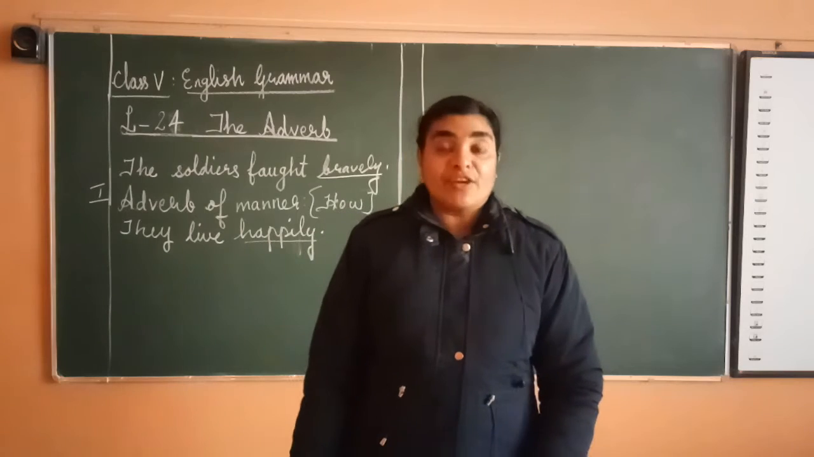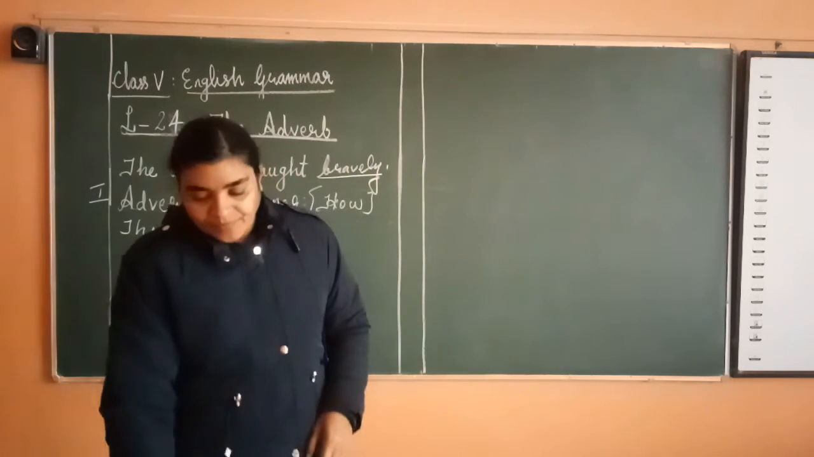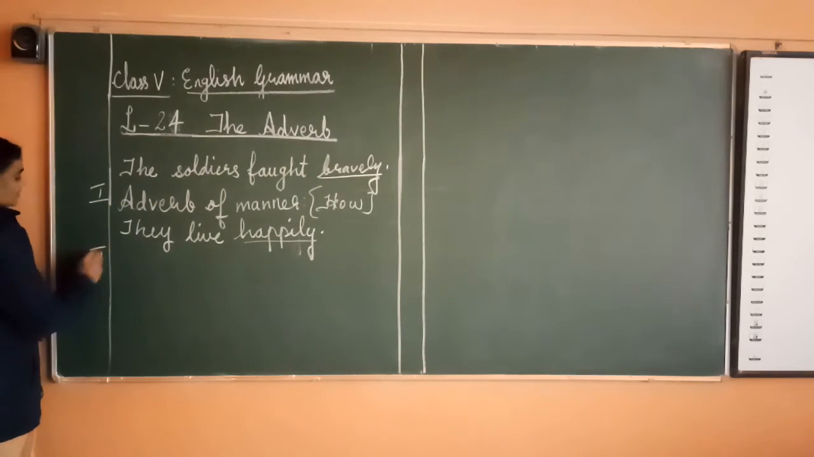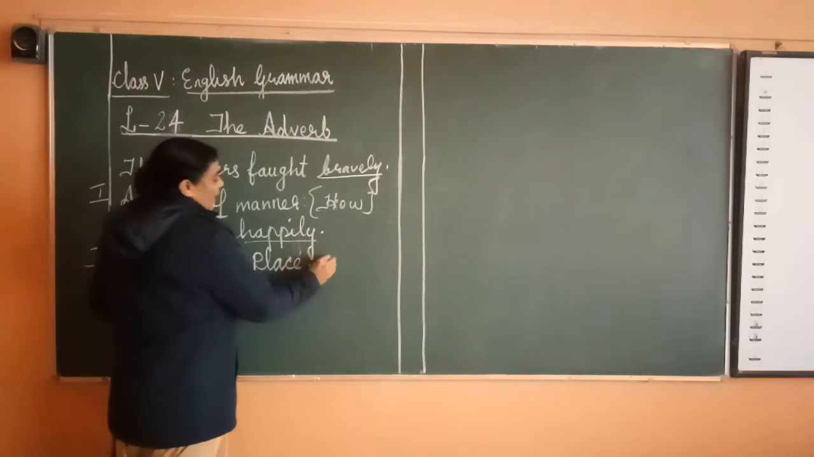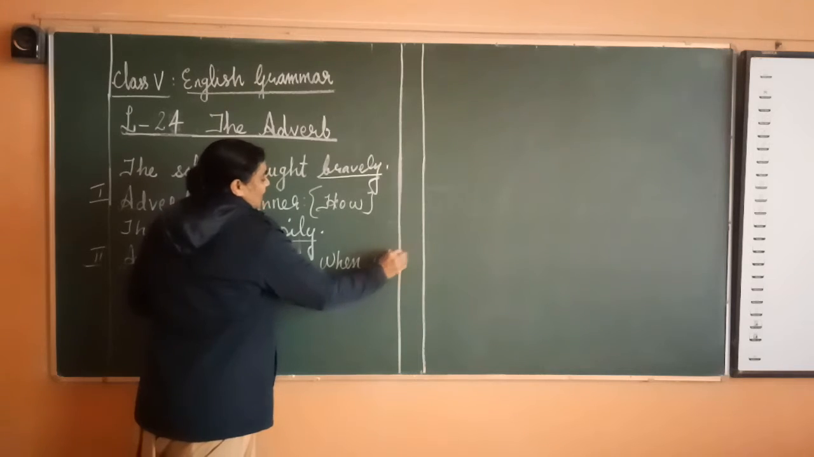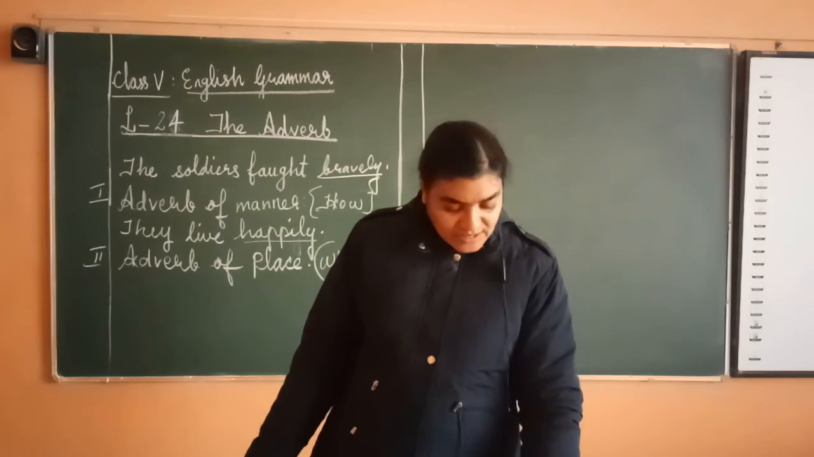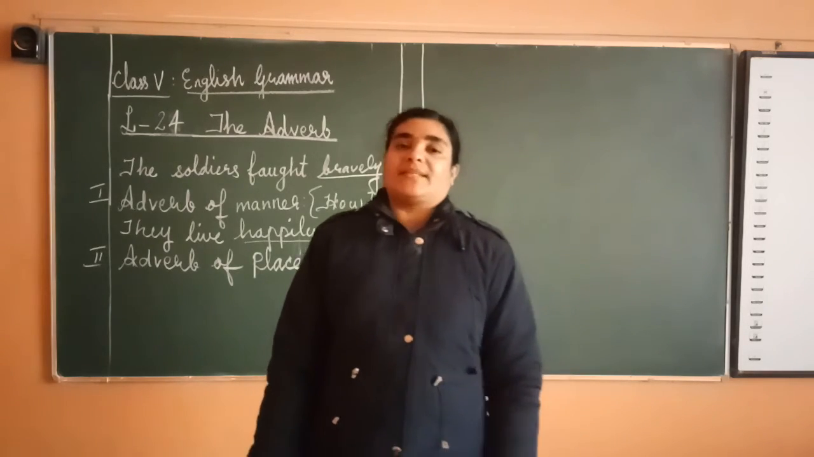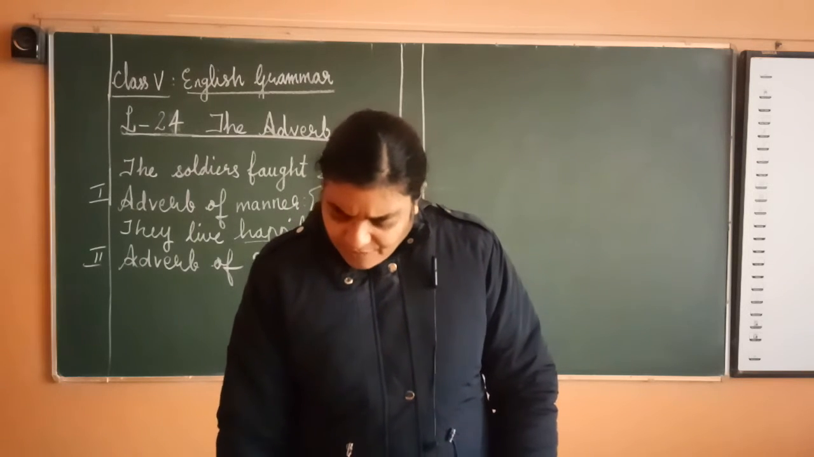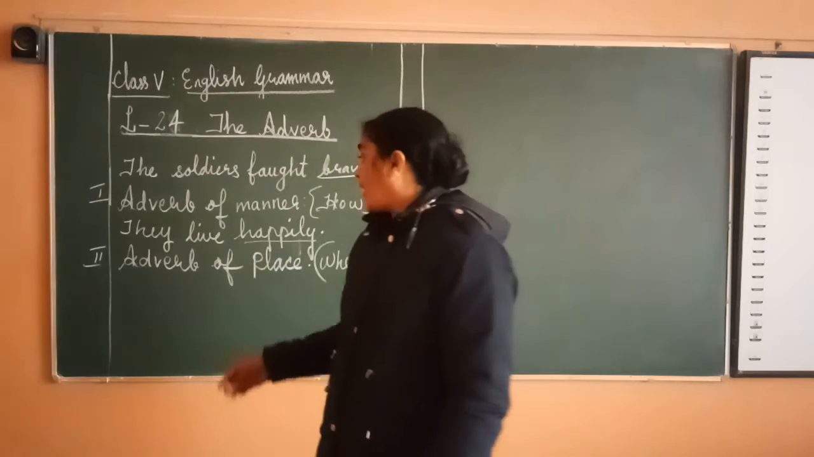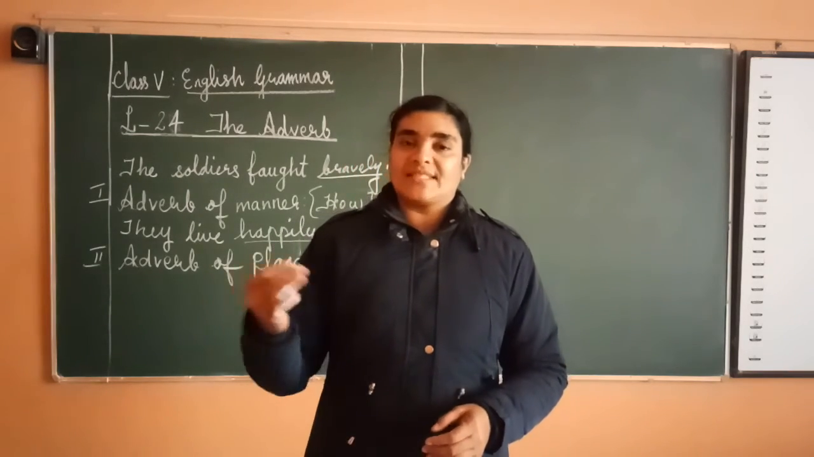Now we have the second one, adverb of place. For the adverb of place, the question we ask is where, or at what place. If we can get the answer to this question, then we can say it is an adverb of place. An adverb that shows the place of an action is known as an adverb of place, where it has taken place. Where, not when. Where or at what place the action has taken place, that is known as the adverb of place.